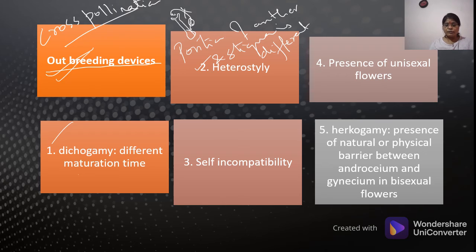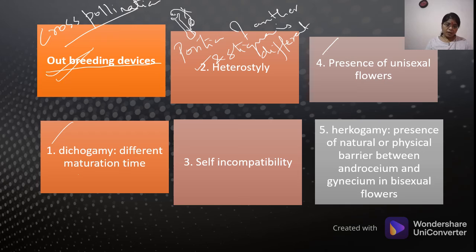Now the presence of unisexual flowers is another character. You have seen papaya and date palm, they have only one kind of flowers, whether male or female. Therefore in certain papaya plants you don't find fruit. Why? Because they are male plants.